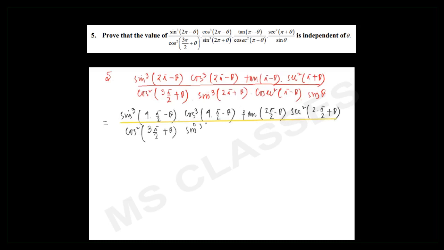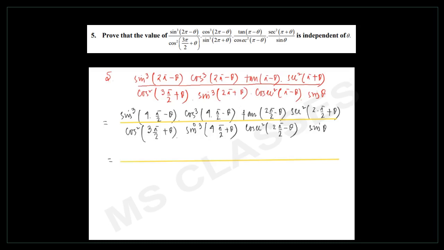Sine cube 4 pi by 2 plus theta. Cosec square 2 pi by 2 minus theta. Sine. So what we have done, we have expressed the angle in terms of some multiple of pi by 2 plus minus theta. Now children, after that, when it's an odd multiple of pi by 2, then it will change to its complementary function, else it will remain the same.